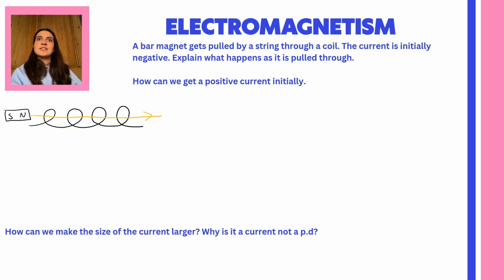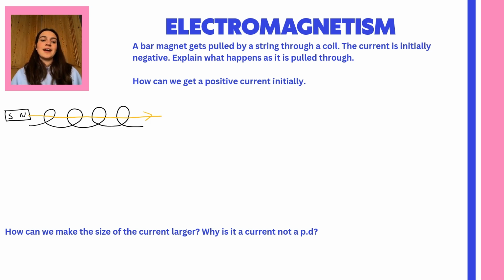That's more of just a side note, but that is actually one of your spec points, to know that this current will be set up in a direction such that it has a magnetic field that tries to push that bar magnet back out of the coil. So you have to do some work to actually pull this magnet through the coil.